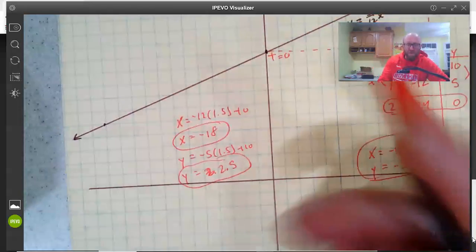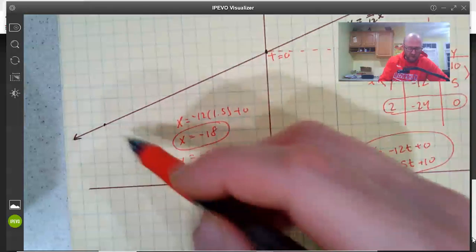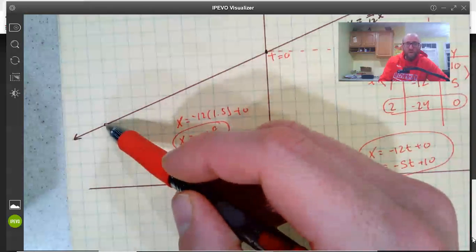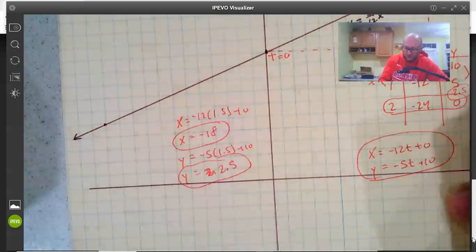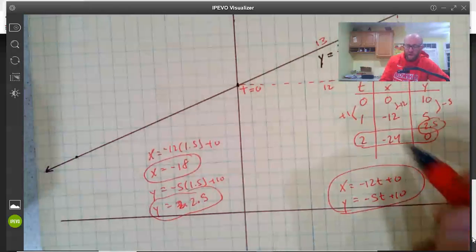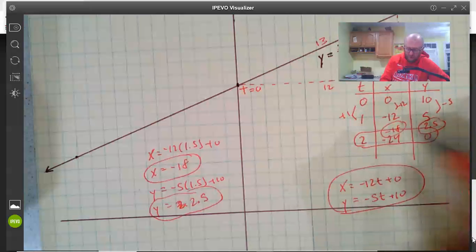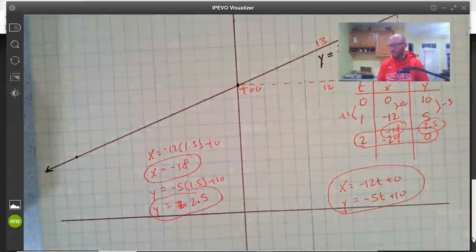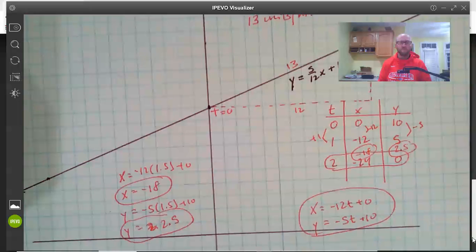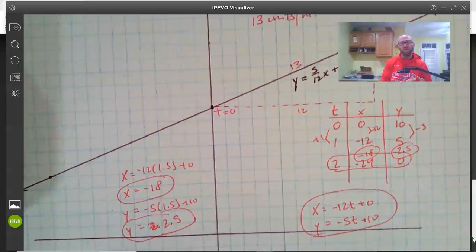Well, it's just kind of off our graph here. But you can see we're headed in that direction. Here we are at negative 12, 5, and this makes sense. We'd be at 2.5, that's halfway between 5 and 0, and negative 18, halfway between negative 12 and negative 24. That's 1.5 hours.